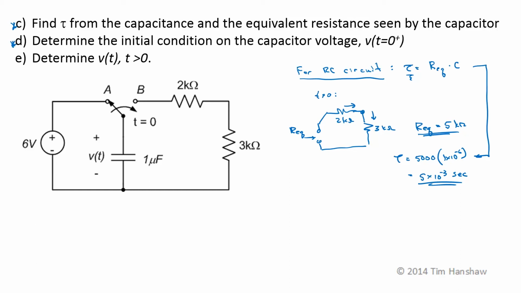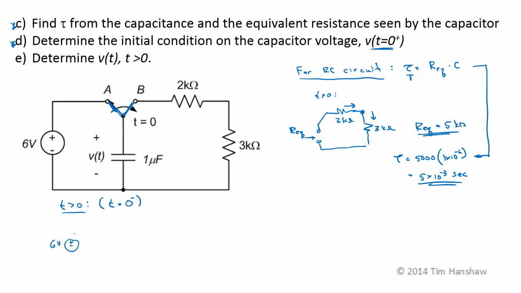In part D, we want to find an initial condition on the capacitor voltage. So the voltage at t equals 0 plus, just after this switch moves to position B. Well, in order to find initial conditions, what we usually rely on is that the capacitor voltage can't change instantaneously. So let's look at the circuit for t less than 0, and in fact for t equals 0 minus, and we'll assume that this switch has been in this position for a long time.